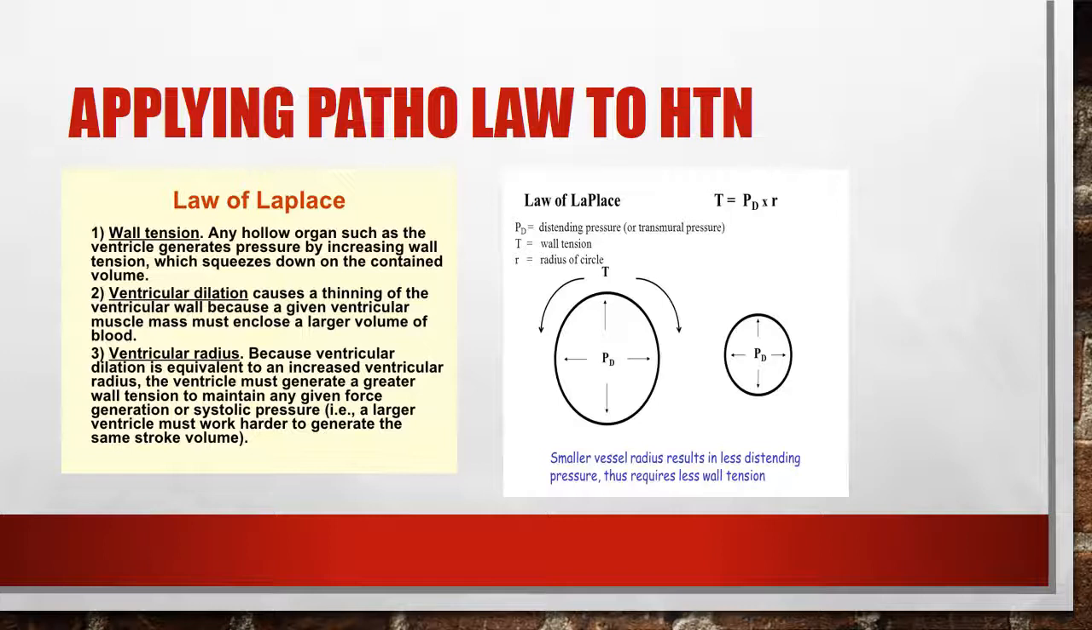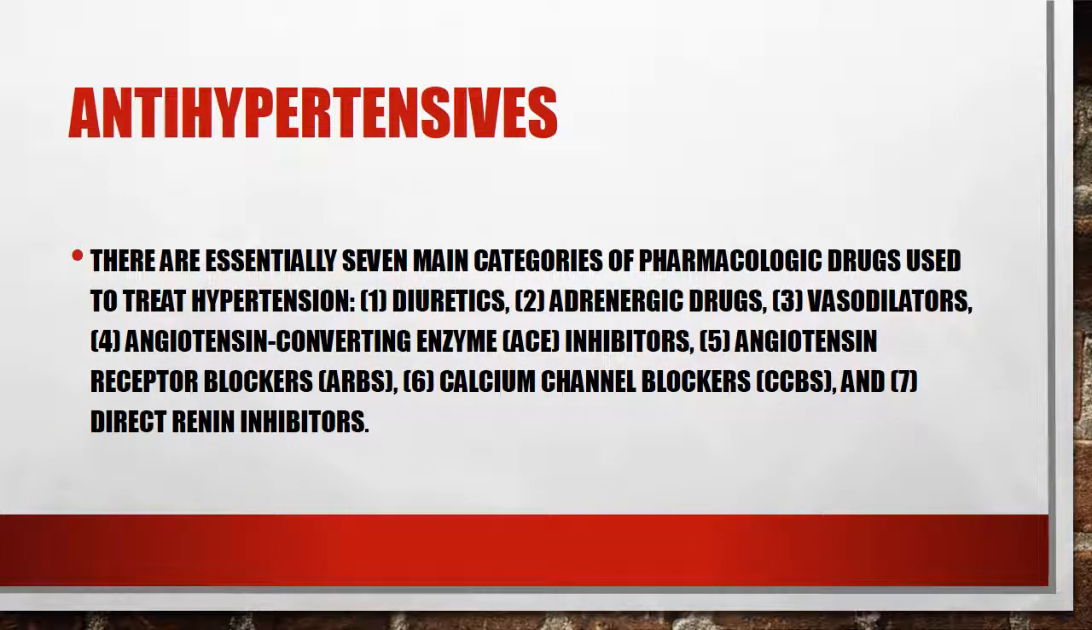So hypertrophic obstructive cardiomyopathy, or an enlarged pooped out heart, will similarly increase wall thickness. And after a heart attack, the wall thins during the remodeling phase, which increases wall stress. So these are some examples of how wall tension, ventricular dilation, and ventricular radius will apply to hypertension with the law of Laplace.